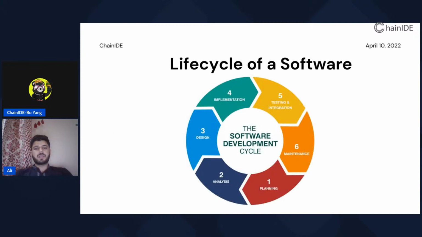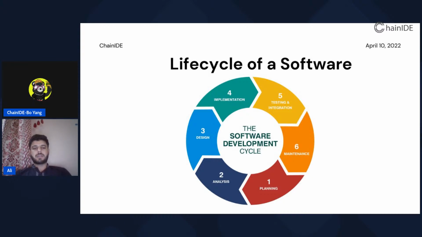So I will start with the life cycle of a software. So we cannot start directly like implementation or coding. First of all, we need to plan like what we want to develop. We need to mention all the requirements. We need to do requirement elicitation for our software. After planning, the second step is analysis. We need to analyze all the requirements of a software, and then we go to design.